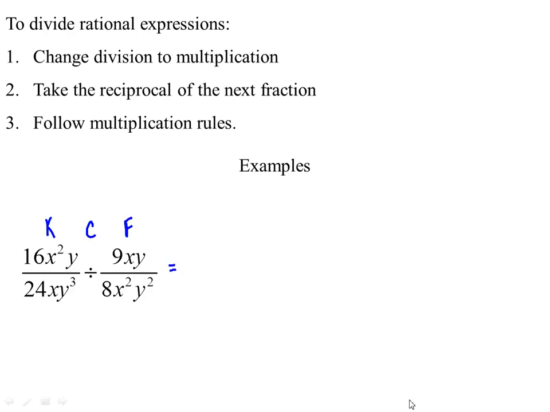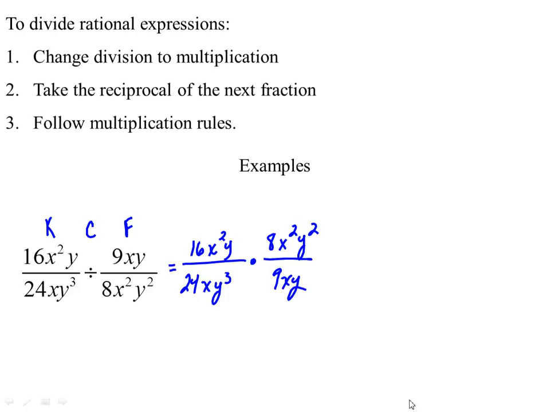Your very first step is going to keep the first one as is, change division to multiplication, and then flip that second fraction. And now you're back to multiplication and you know where to go. Alright? So it's keep, change, flip. Don't ever confuse yourself by saying, well, do I flip the first one or do I flip the second one? It's always keep the first one as is, change division to multiplication, and flip that second fraction. Always. And then from here, like I said, you're back at multiplication.